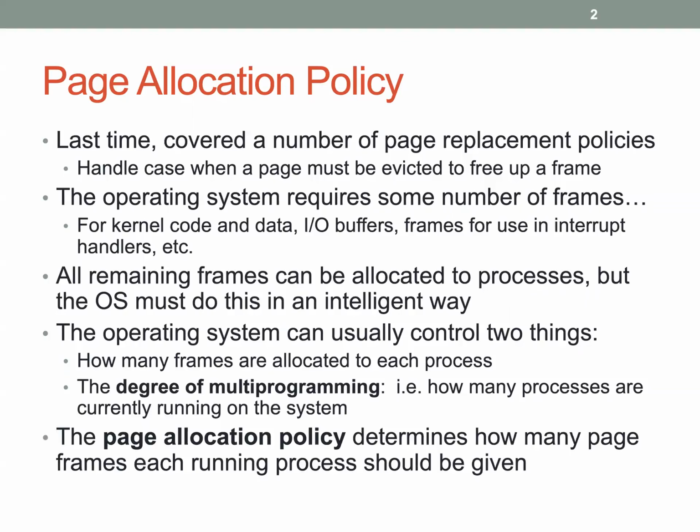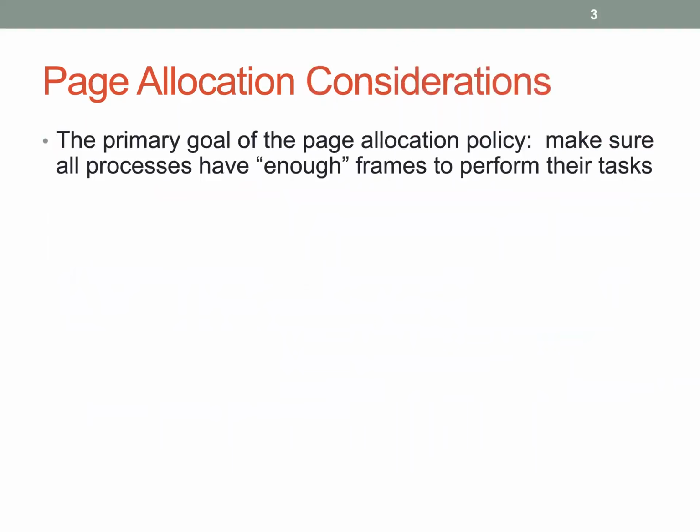So the page allocation policy is the thing that decides how many frames should be assigned to each process. And you do see this given consideration in certain kinds of operating system implementations.